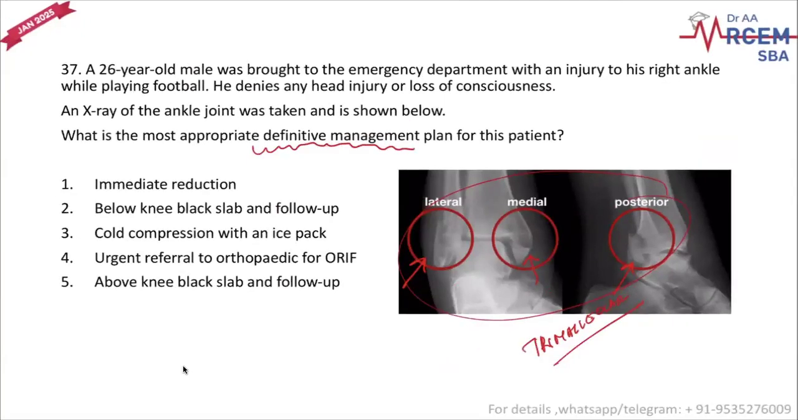So you're choosing an option which requires a surgery, because they're asking for definitive management. So you are choosing urgent surgery here. Urgent referral to orthopedics for an ORIF is the definitive management.